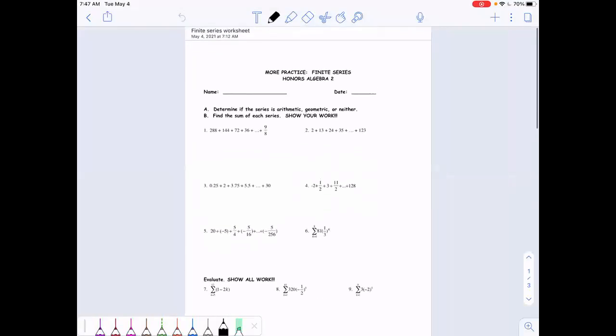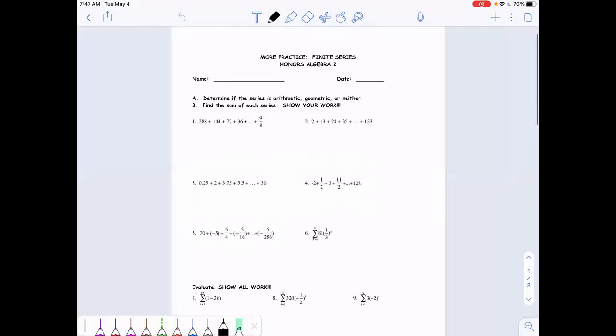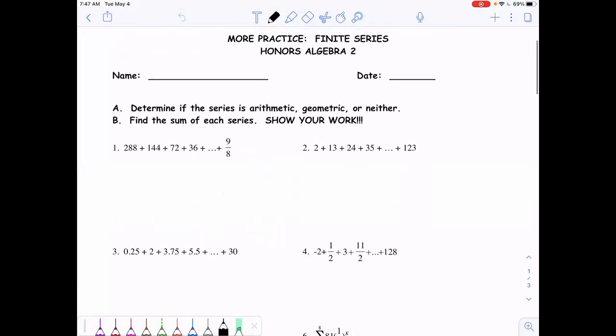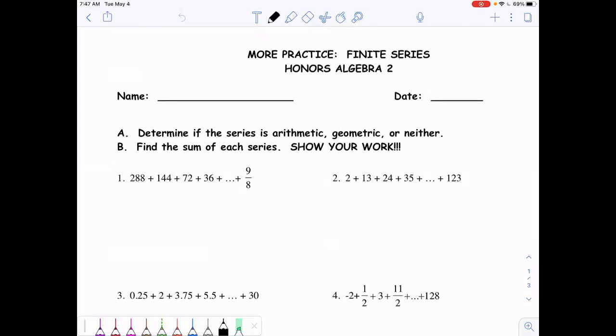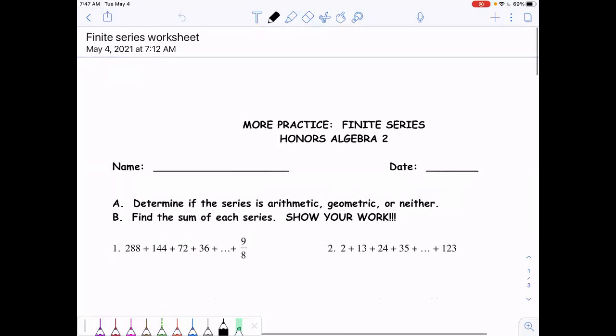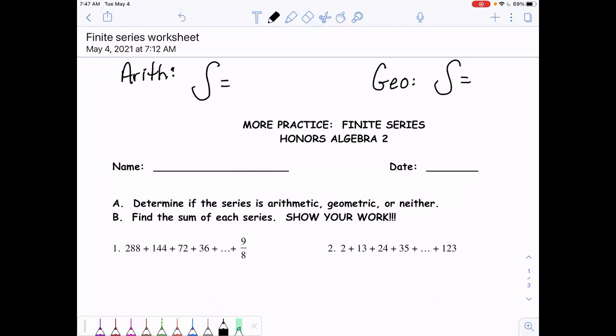At the top, it should say more practice finite series. So the first group of problems first ask you to determine if it's arithmetic, geometric, or neither. And then it says, find the sum of the series. Just as a little refresher, let's write at the top what the formula is for the sum.